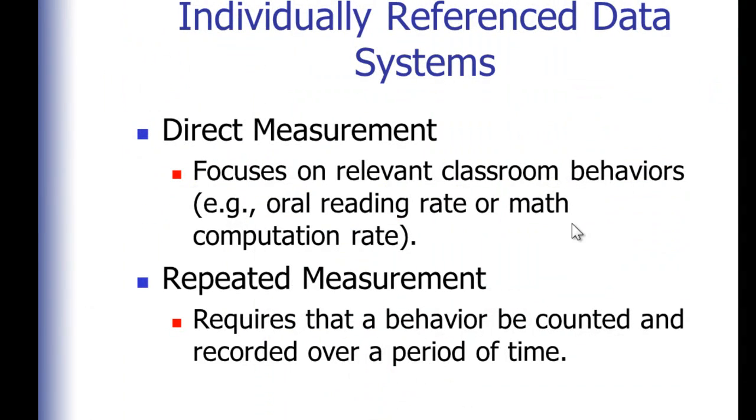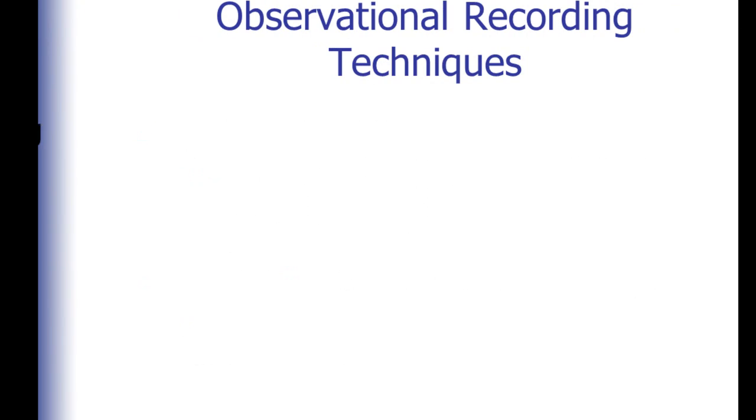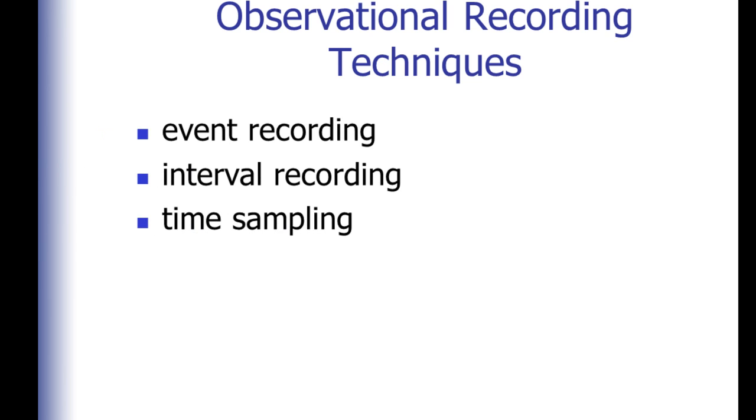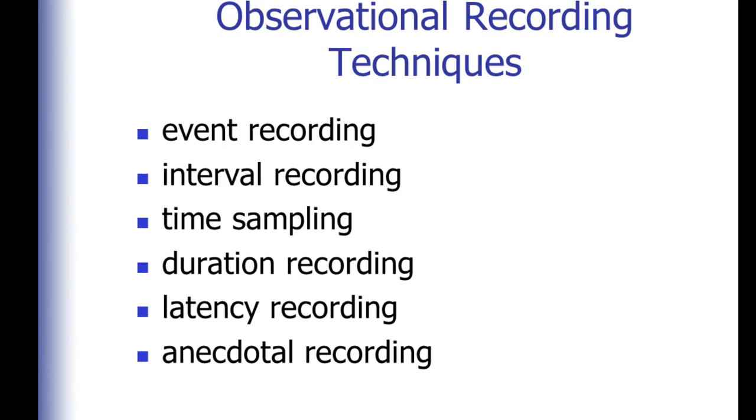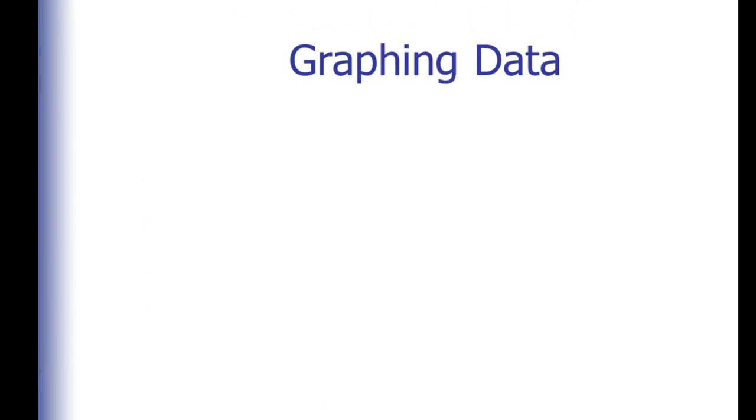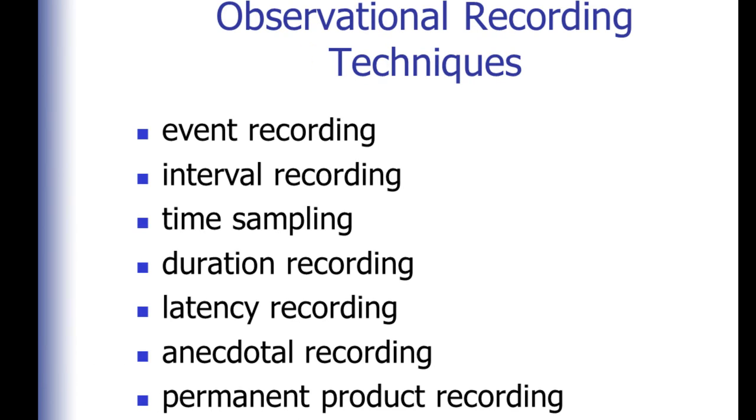So direct measurement of relevant classroom behaviors like oral reading or math, and repeated measurements, where a behavior is counted and recorded over a period of time. Teach, test, teach, test. You have to know if you're making progress. And we talk about observational recording techniques. Here they are, and here's what I'd like you to do: for each of these, make note of what they are and an example of each one. Put this in your notes.